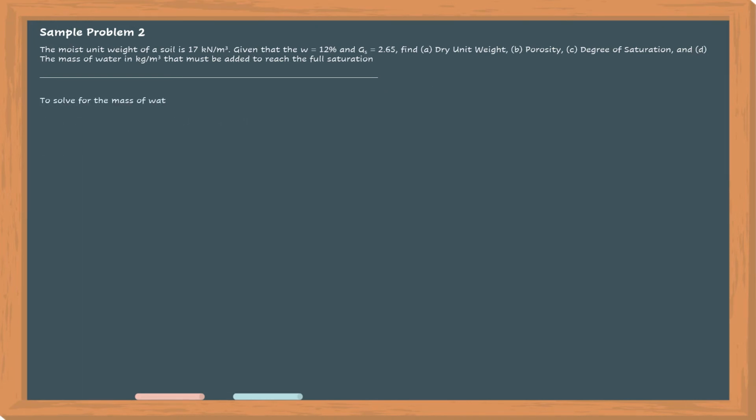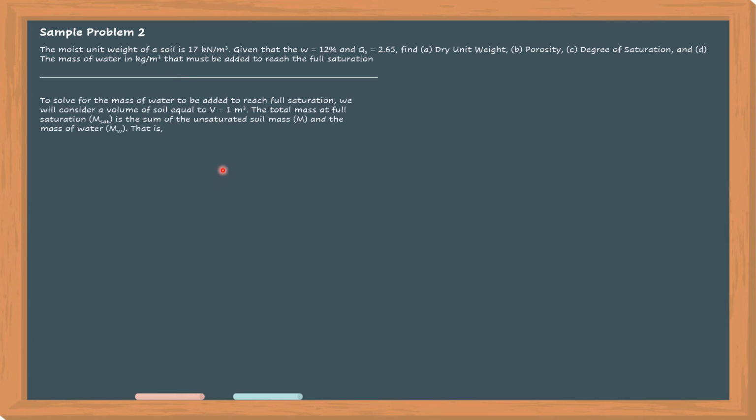So next, to solve for the mass of water to be added to reach full saturation, we will consider a volume of soil equal to 1 cubic meter. This is the total volume of soil, not the volume of solid or the volume of water or the dry volume. Okay, the total volume na 1 cubic meter lang. The total mass at full saturation, or we denote that as M sub sat, is the sum of the unsaturated soil mass, or M only, and the mass of water. So that is M sat is equal to M plus M sub W.